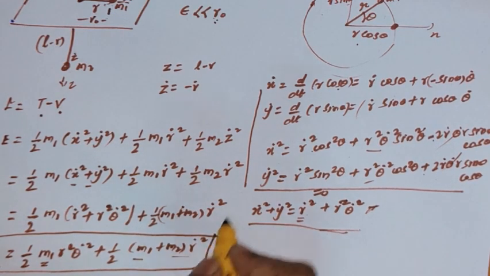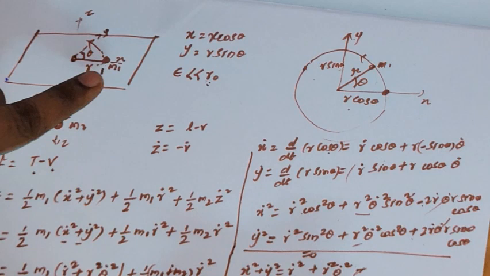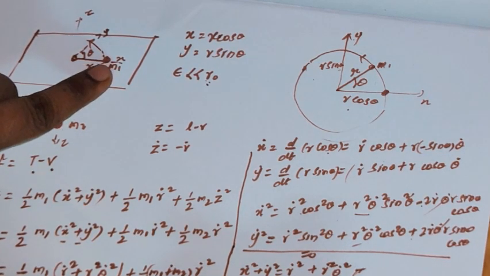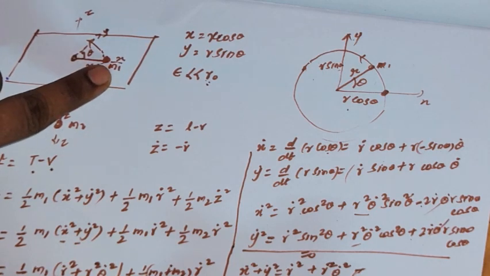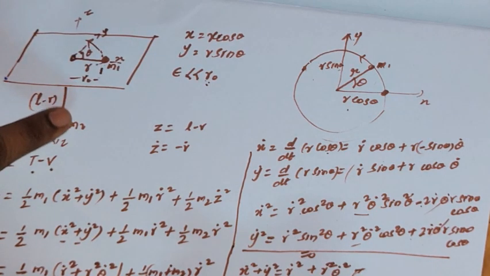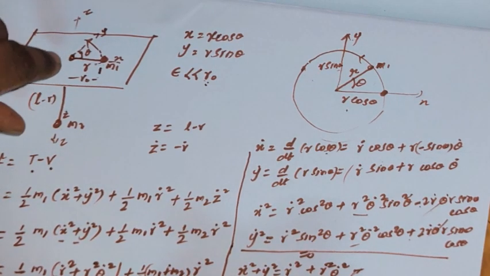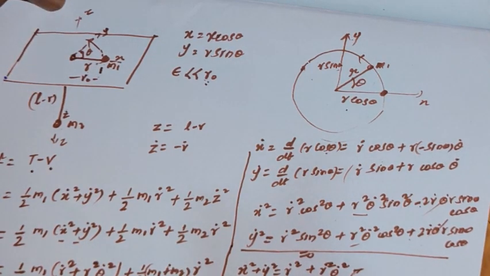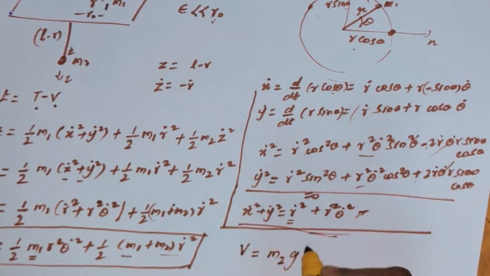Now we need to find the potential energy of the system. Here the mass particle m1 is not moving along the vertical direction, it is lying only on the plane. So the potential energy of the particle m1 is 0, but the mass m2 is moving along the vertical direction. So the potential energy is in general mgh. The potential energy of the system will be equal to m2 g times the height, which is L minus r. This is the potential energy.